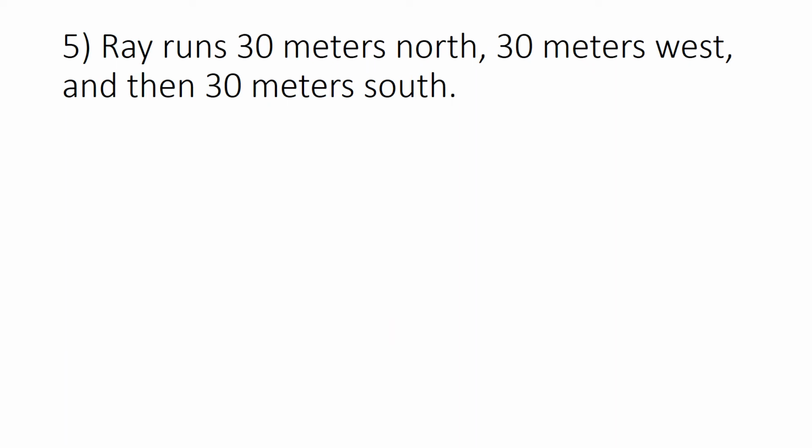All right, question number 5. Go ahead and pause it. Here's your answer. We've got to draw a picture, and this one is not making a right triangle, so this one actually ends up being a little easier. So this guy runs, at least he's running and not crawling, 30 meters to the north, and then he runs 30 meters to the west, and then he runs 30 meters to the south.